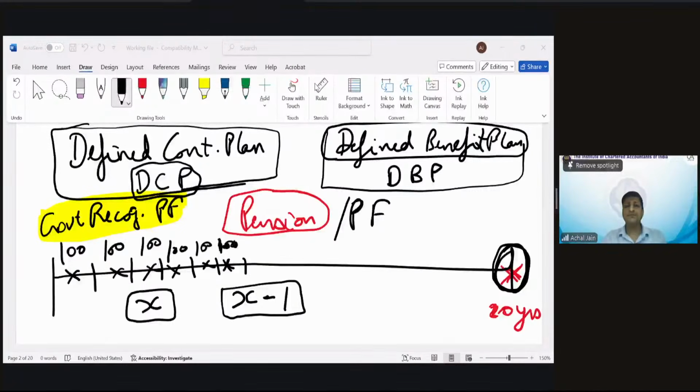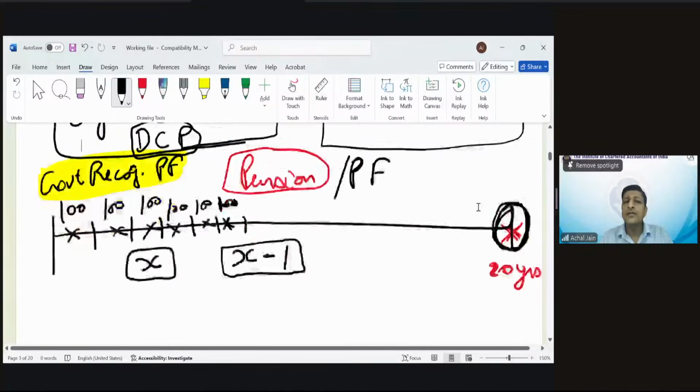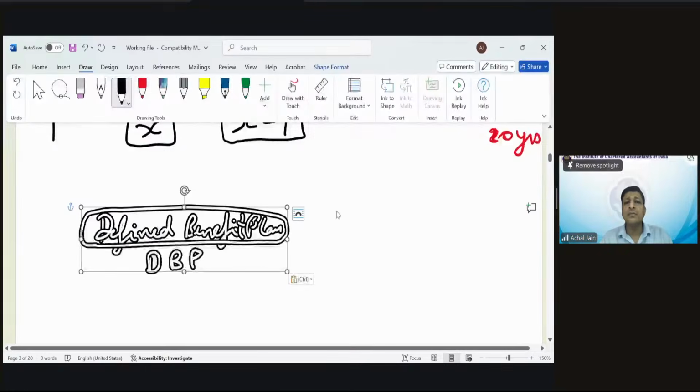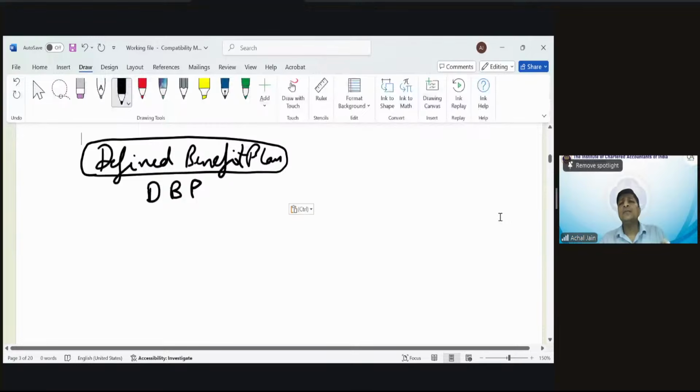So now let's pick up another type of arrangement. Now, what is that? Defined benefit plan. Okay. Now, what is the other arrangement? Defined benefit plan. Now, what do you mean by defined benefit plan?